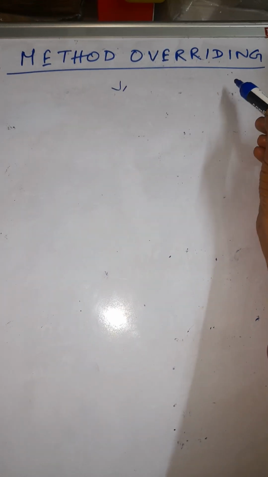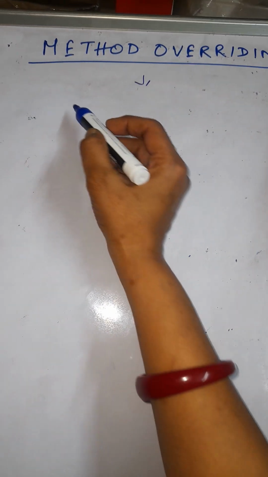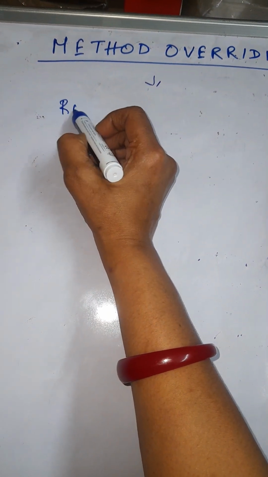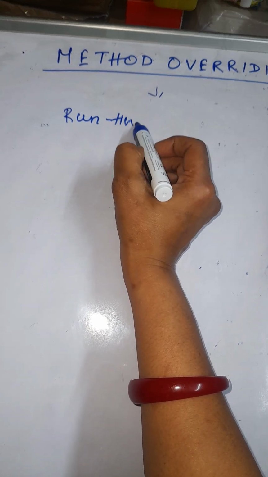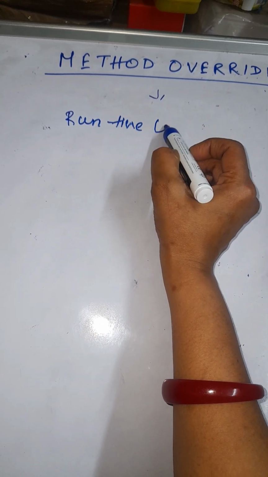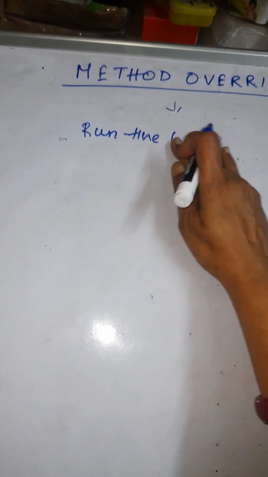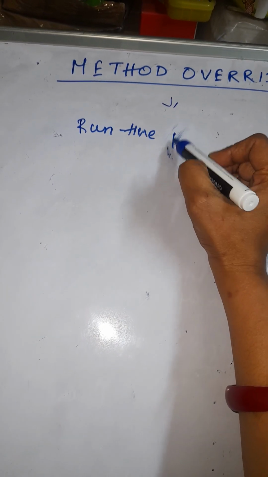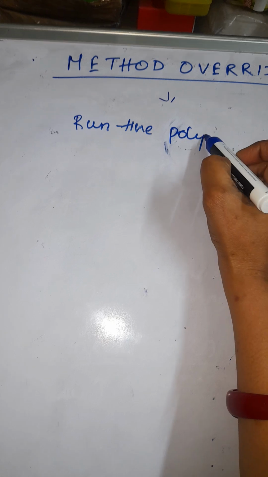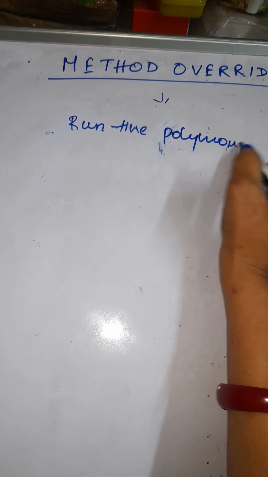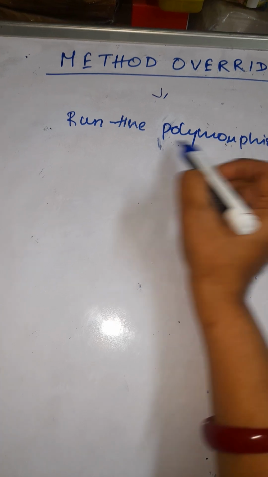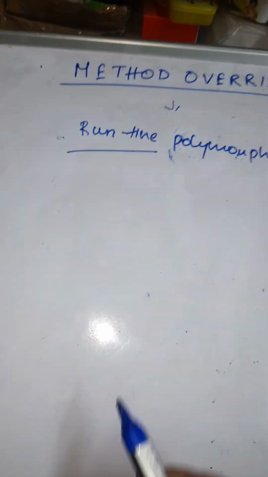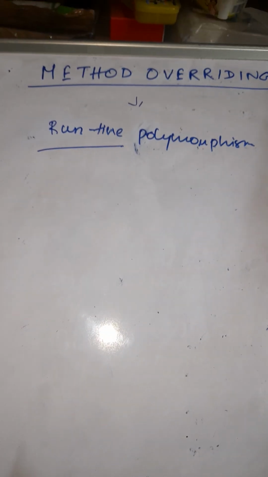So today our next topic is method overriding, also known as runtime polymorphism. In the last session we learned compile time polymorphism. What was compile time polymorphism? Compile time polymorphism is method overloading, and method overriding is known as runtime polymorphism. So what is method overriding?